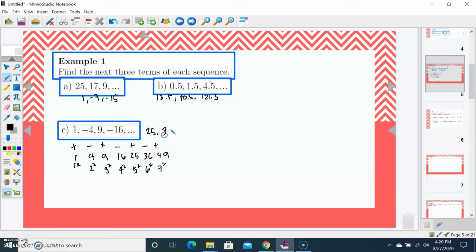Next, we have 36. Oops, but this should be negative. So this is -36, and then followed by positive 49. So these are now the next three terms of this sequence. So hindi pare-parehas yung pattern. Magkakaiba ang pattern ng iba't ibang sequence.